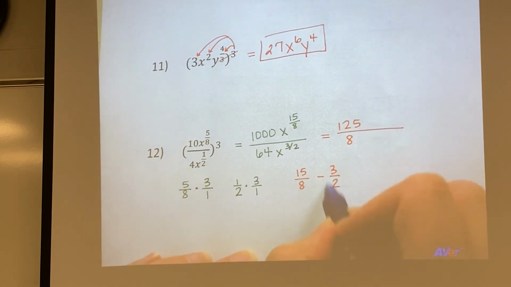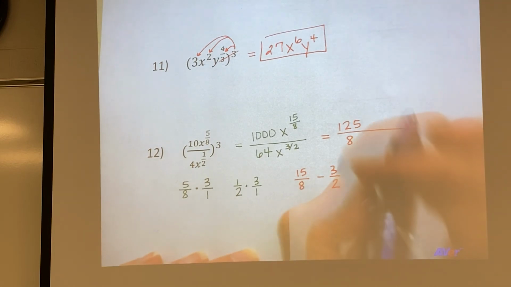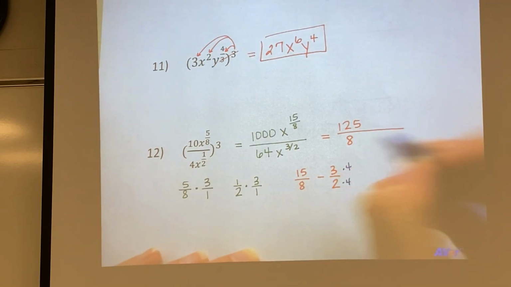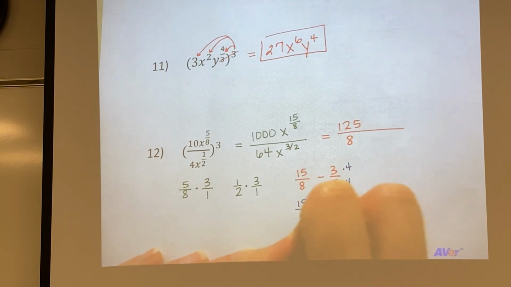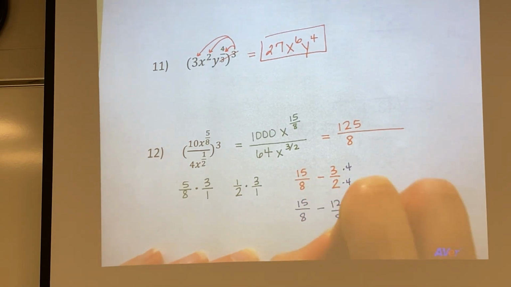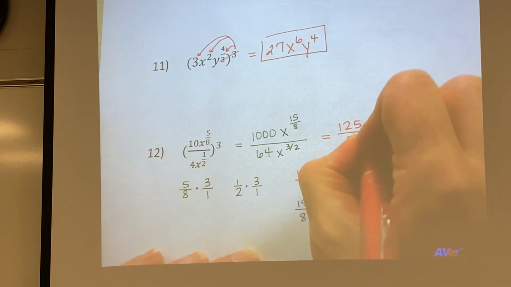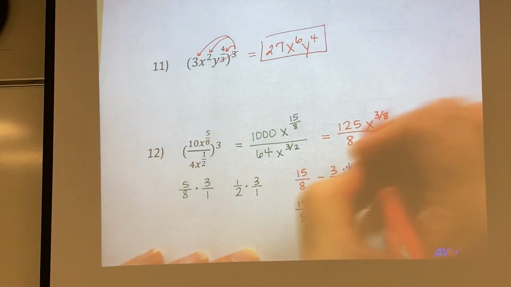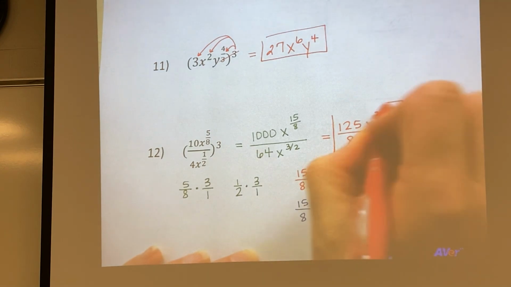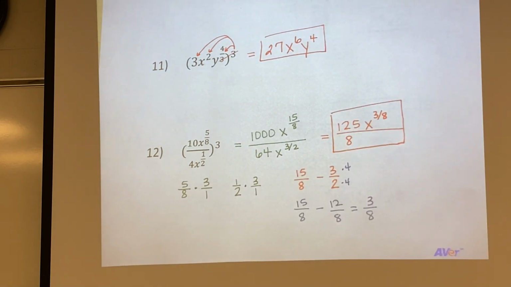So we need to change the 3/2 so that it has a denominator of 8. That means we have to multiply the top and the bottom by 4. So now we have 15/8 minus 12/8, which equals 3/8. Because when you're subtracting, you only subtract the numerators and you keep the denominators. So that means our x's, we'd have 125x to the 3/8 in our numerator, and then our denominator would just be 8. So rational exponents follow all the same rules as regular exponents. You just got to be careful when you're adding and subtracting and multiplying those fractions.